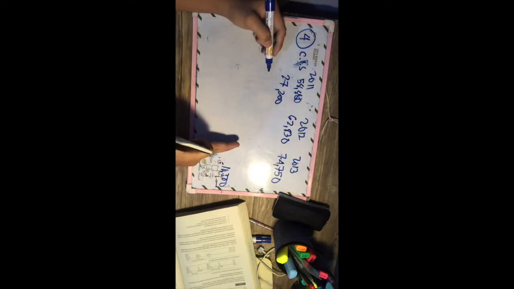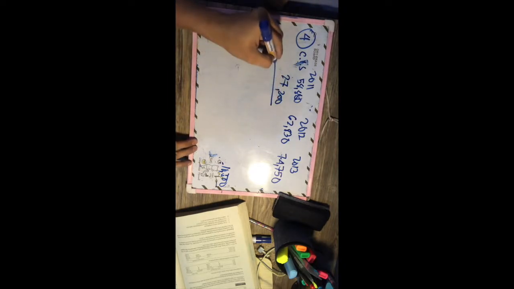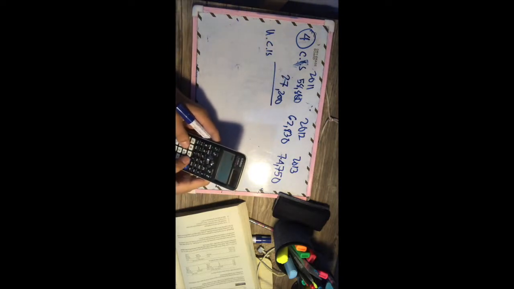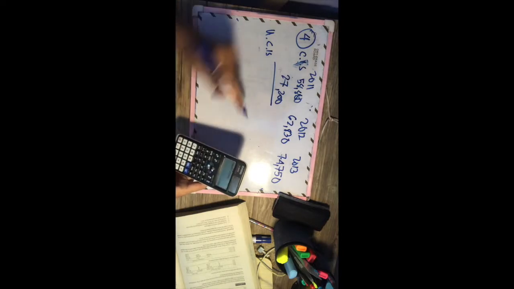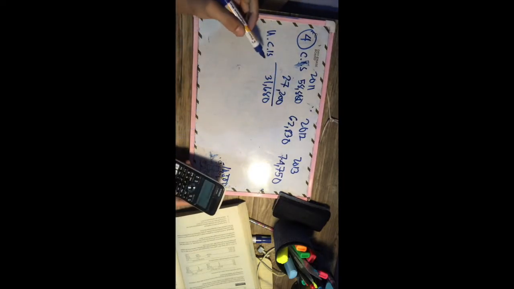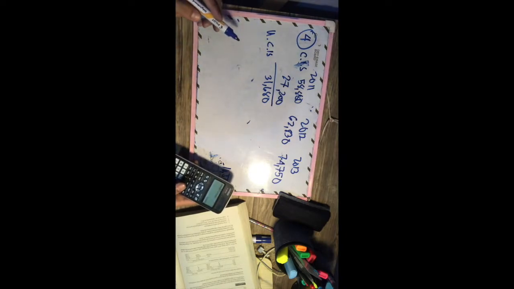During 2012, there is a 2011 collection. Okay, so the unrecovered cost of installment sales for this one is 58,880 minus 27,200. We have 31,680. Now during 2012, there was a 2011 collection and a 2012 collection.